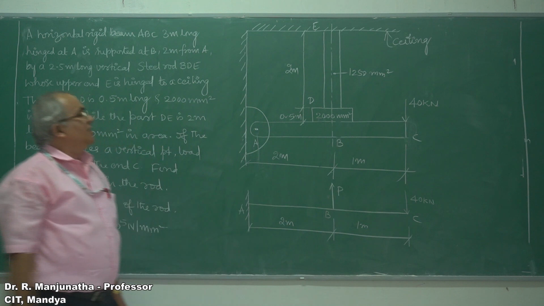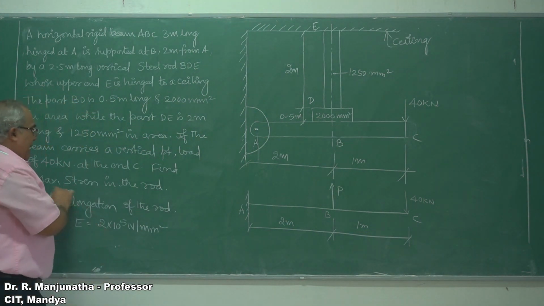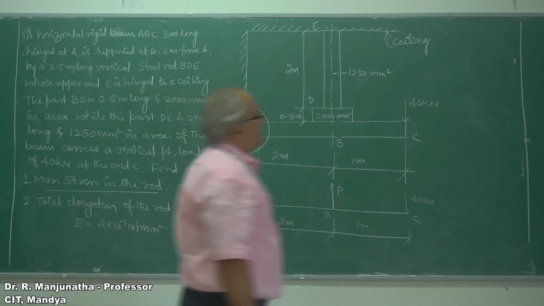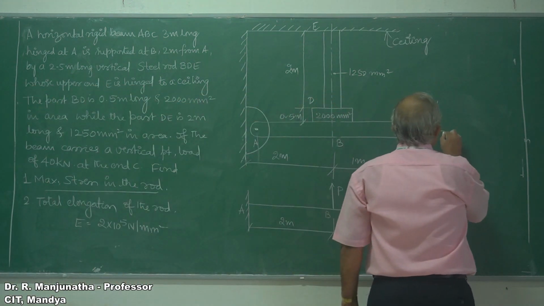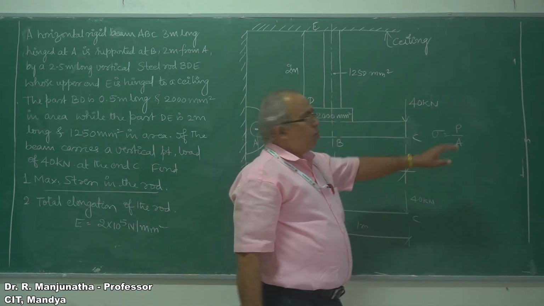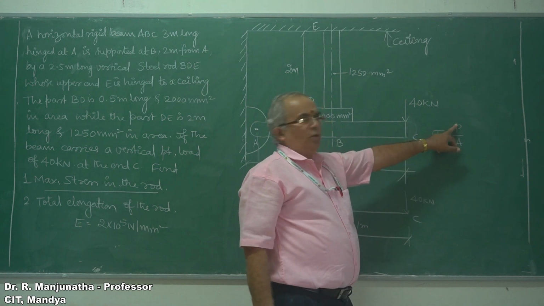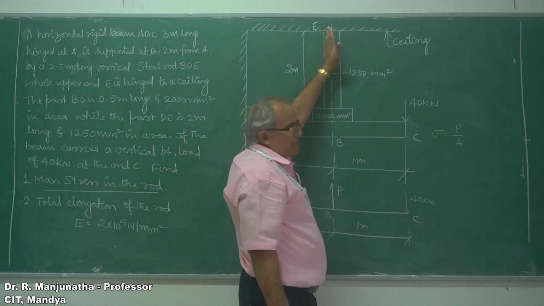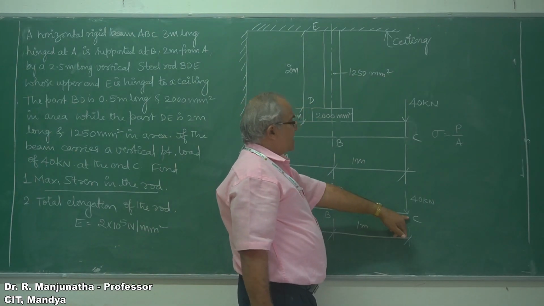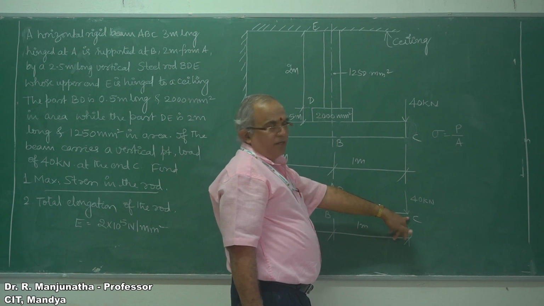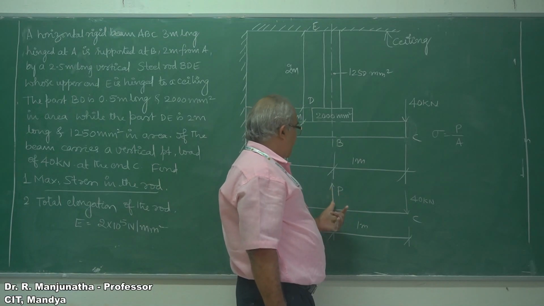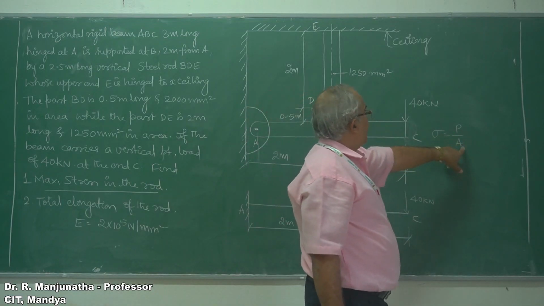We need to find out the maximum stress in the rod. Maximum stress in the rod means sigma equals P by A. Here we have two unknowns, one is the stress and the other is the load, because we don't know the load acting on this. That load we are considering as P. But we have the load acting at this point, which is 40 kilonewton. So now we need to find out the load acting at this particular point. Once we find that, we know P and we know the area of cross section.